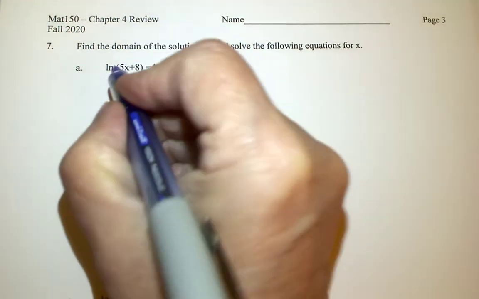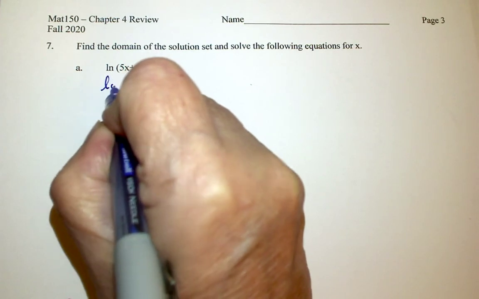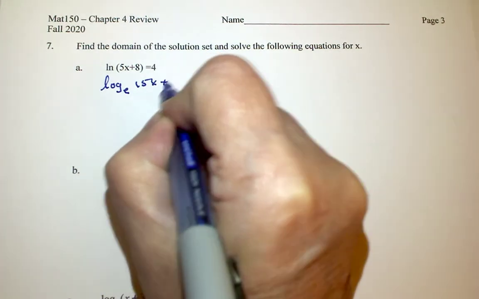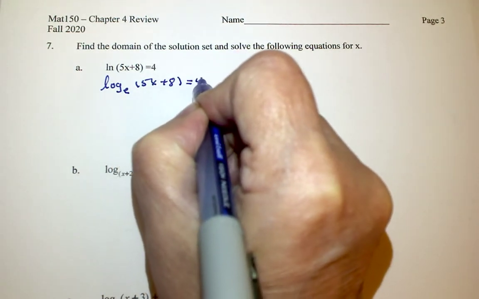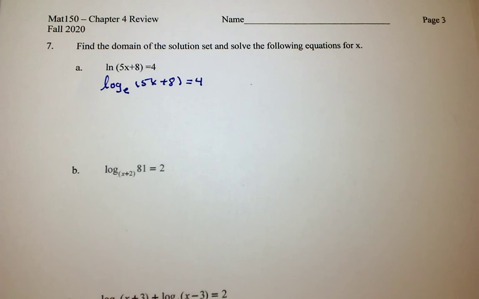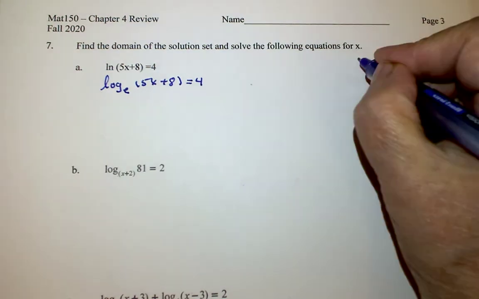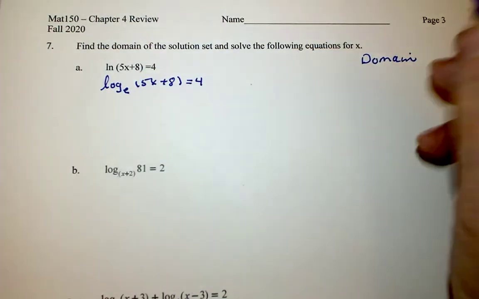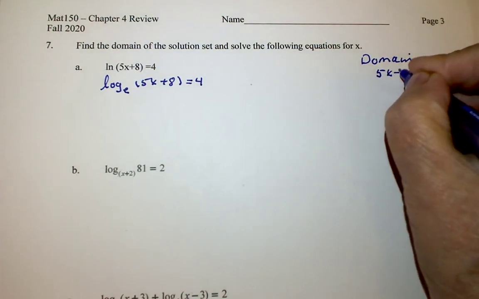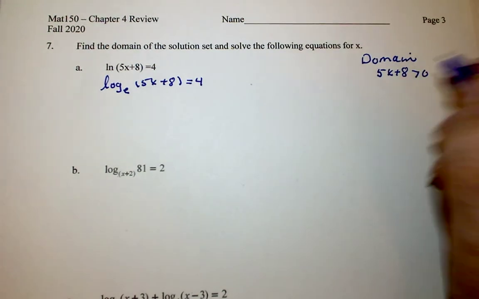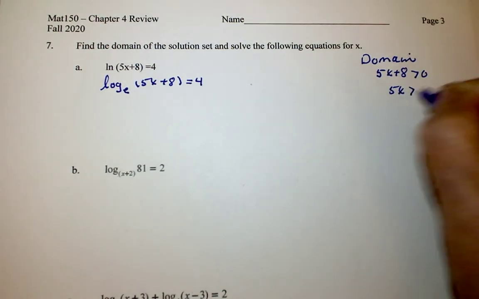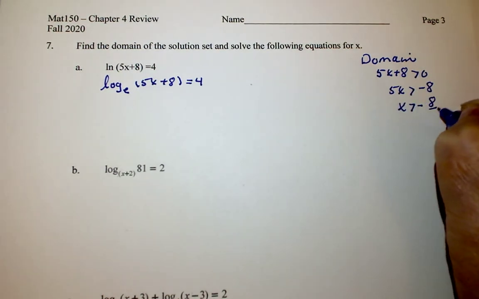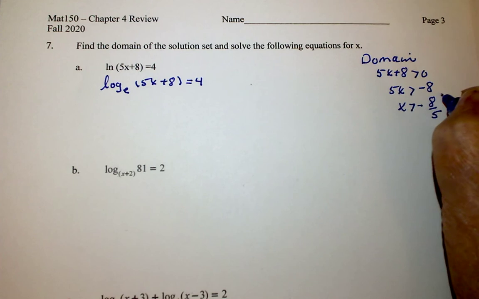Natural log is log base e. So log base e of 5x plus 8 equals 4. I forgot the domain. What's the domain? The argument has to be positive, so 5x plus 8 must be greater than 0, so 5x must be greater than negative 8, or x has to be greater than negative 8 divided by 5. So there's your domain right there.